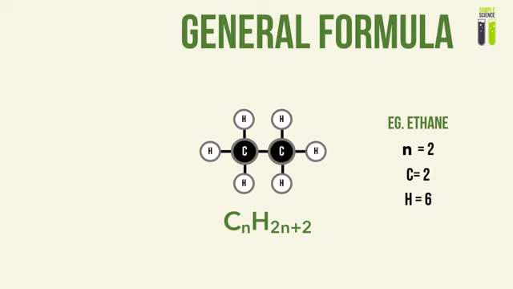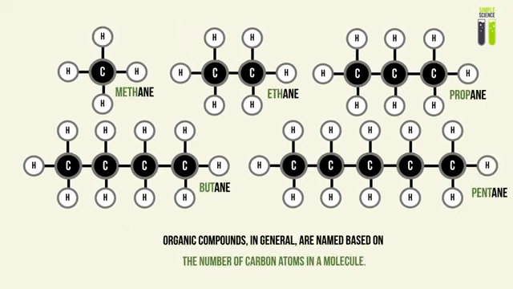So let's look at how we are going to be naming alkanes and conveniently how we're going to be naming organic compounds in general. You can see here I have 5 different types of alkanes. How do you know that they're alkanes? It's because they're hydrocarbons. And notice that the names of the alkanes end with the same 3 letters, ane. That's characteristic of all alkanes.